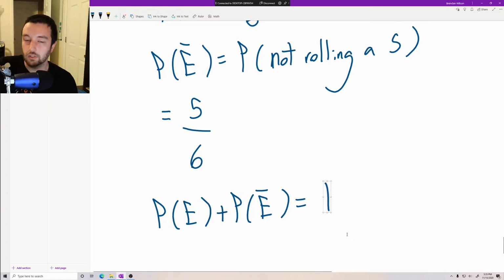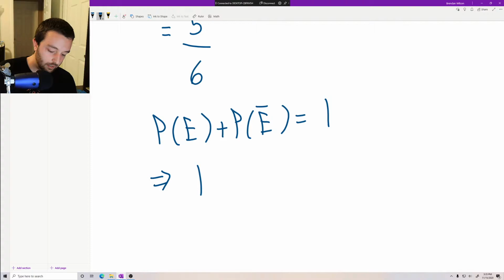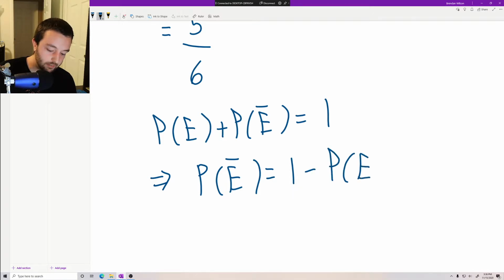When you're talking about flipping a coin, you either get a heads or you don't get a heads. The probability of getting a heads is 1/2. The probability of not getting a heads is the same thing as the probability of getting a tails, which is also 1/2. And 1/2 plus 1/2 is 1. So this leads to the more useful formula. If we subtract the probability of E from both sides, the probability of E complement is equal to 1 minus the probability of E.